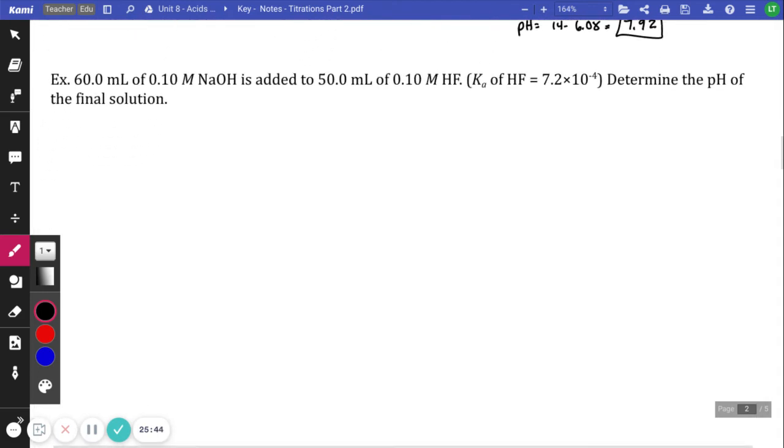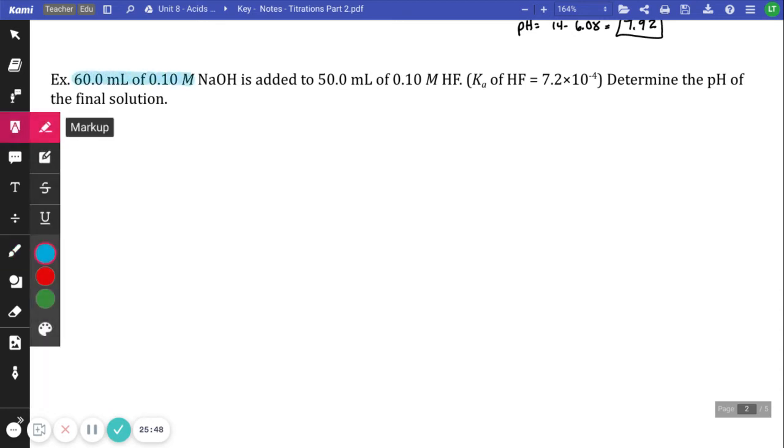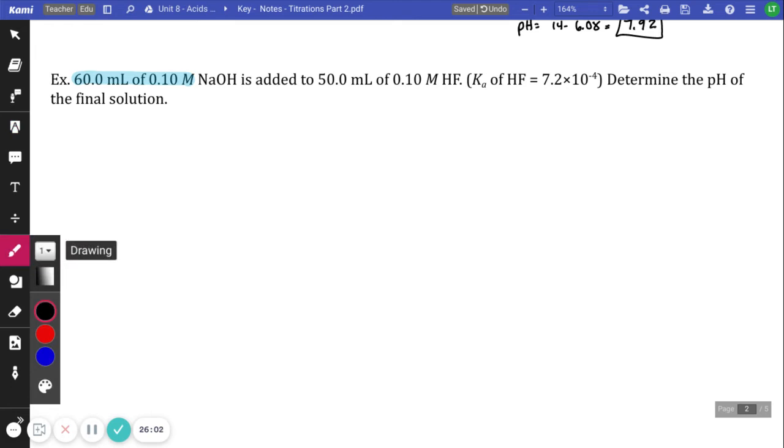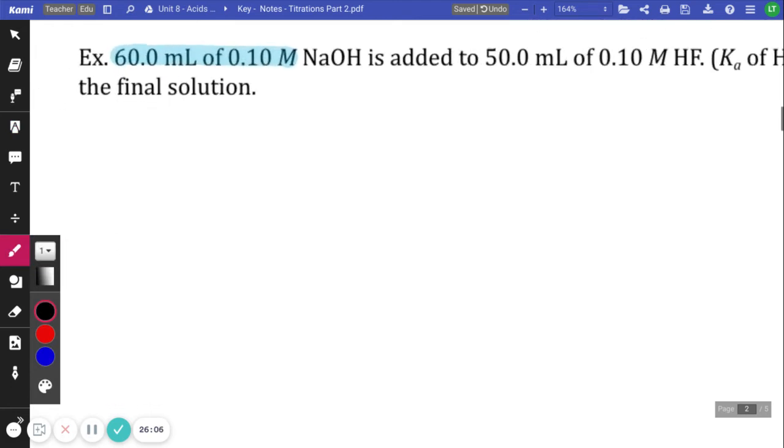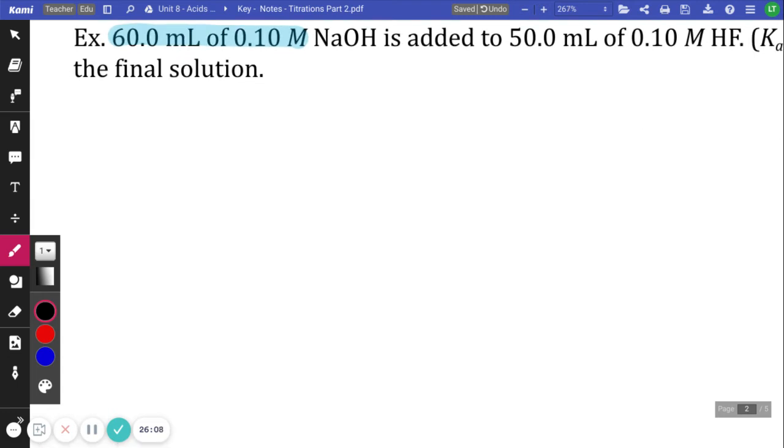So we have 60 milliliters of 0.1 molar NaOH added to 50 milliliters of 0.1 molar HF. Ka of HF is 7.2 times 10 to the negative 4. We need to determine the pH of the final solution. Okay, so once again, we are going to calculate our moles of hydroxide and our moles of HF.